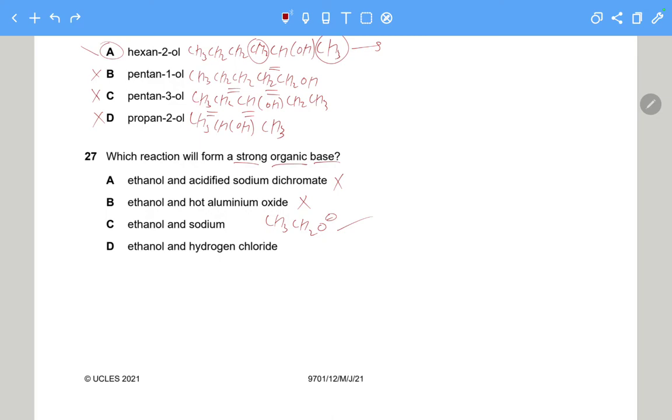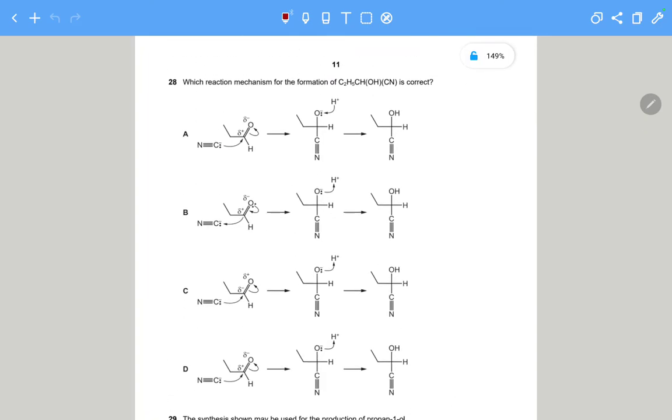Then option D, ethanol and hydrogen chloride. This gives you chloroethane, it's a nucleophilic substitution reaction. It will give you chloroethane. It is not basic. Cancel this out. Answer is C.